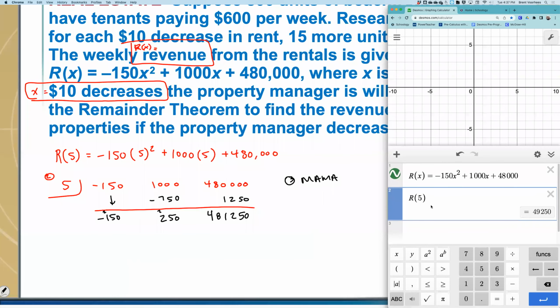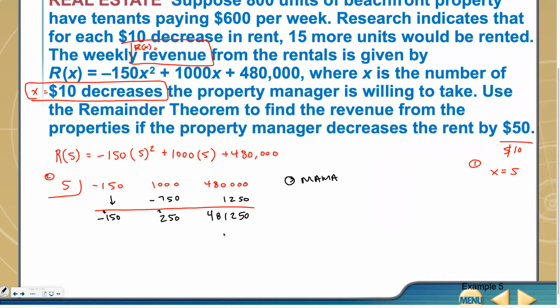All right, and I found my very simple error here. I typed in 48,000. It's supposed to be 480,000. So let me add one more 0. And when I do, there it is, 481,250, which is exactly what we got right there. That remainder is the answer. And so that's what the remainder theorem states: your remainder would be the same value as if you plugged in the number.